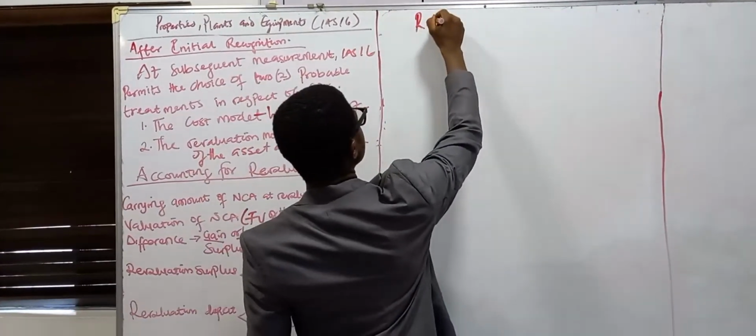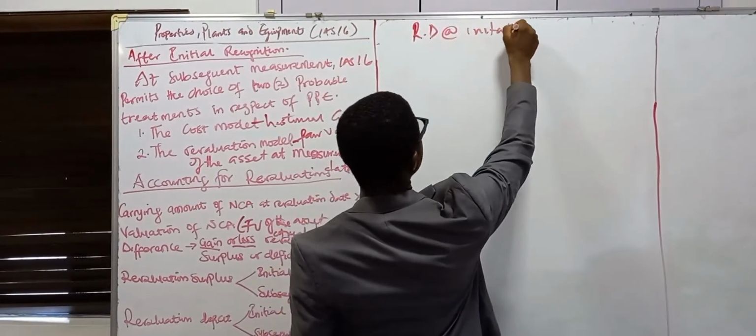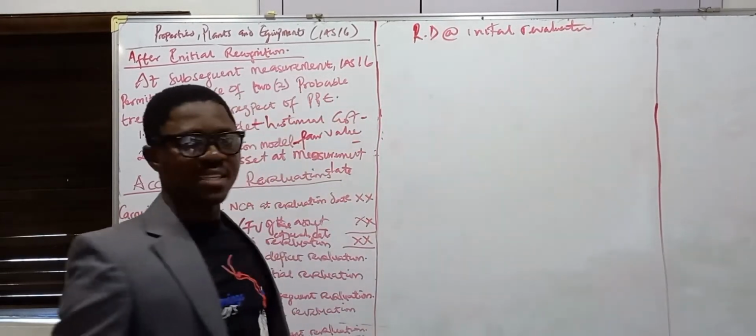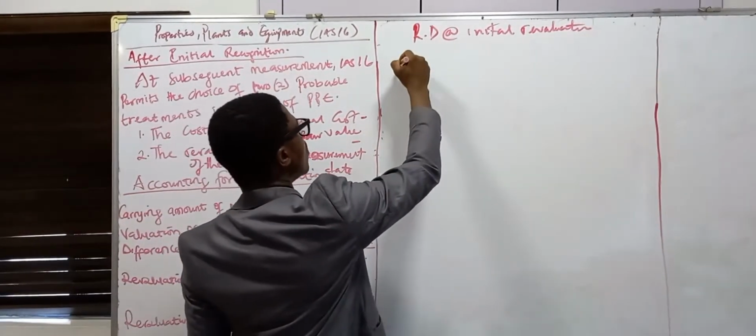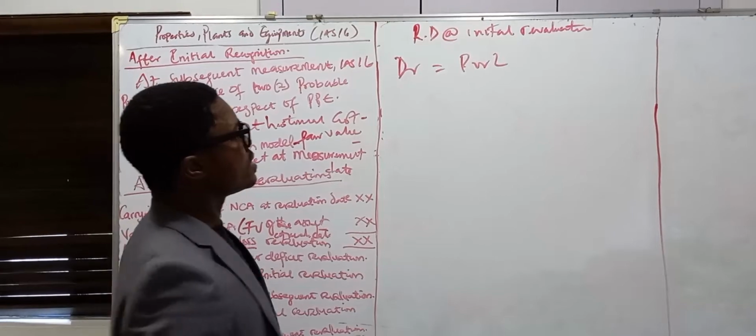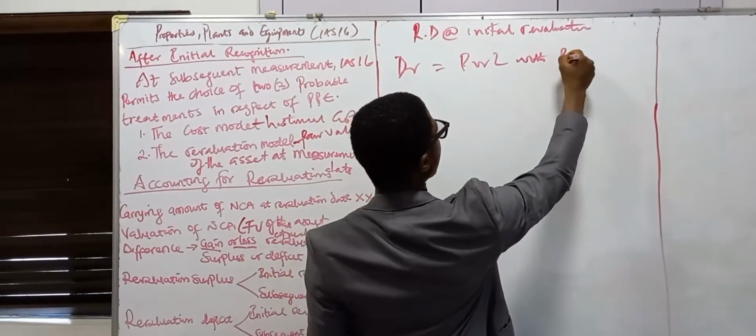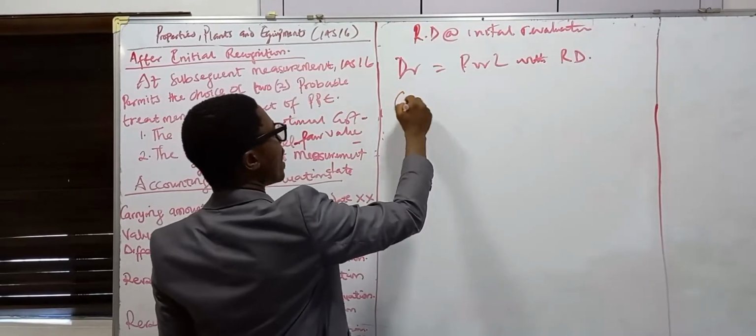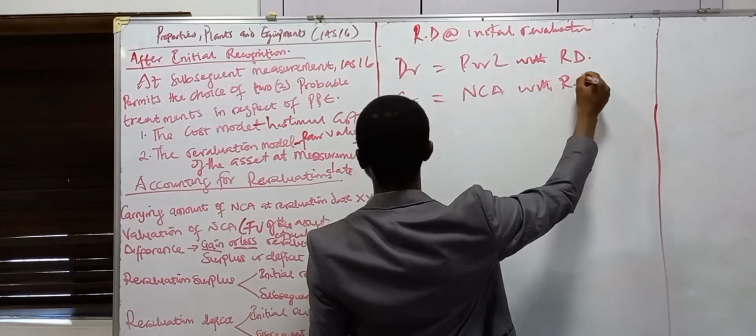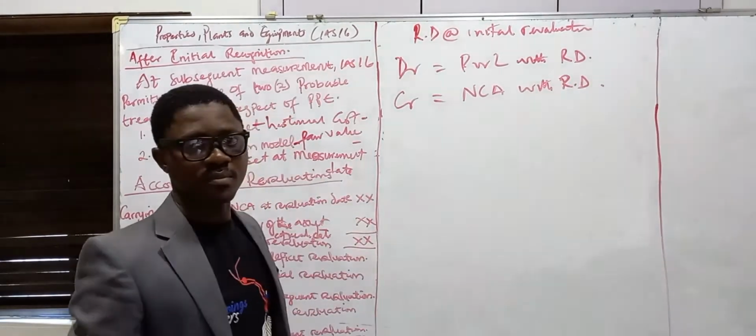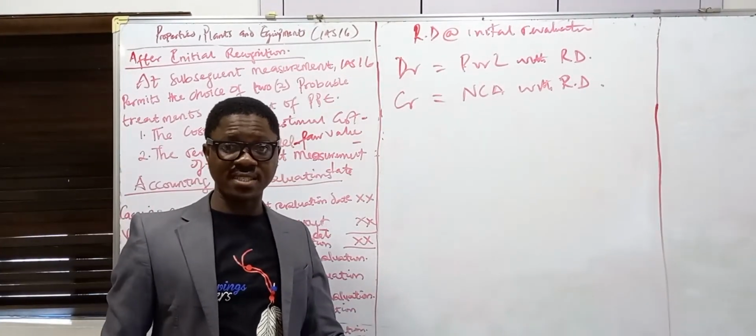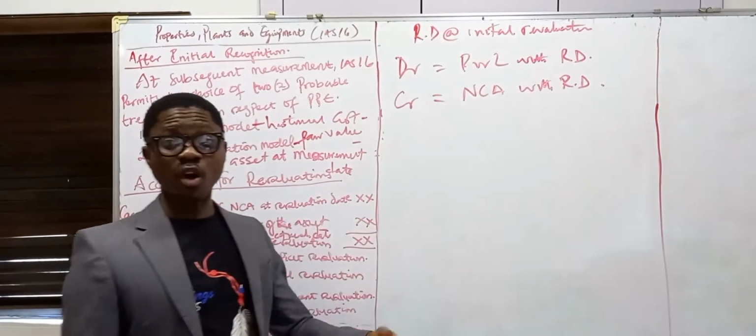So we have revaluation deficit at initial revaluation. Profit or loss will be debited with the revaluation deficit, while the non-current assets will be credited with the revaluation deficit, just as it was explained when we were talking about the revaluation of revaluation surplus.